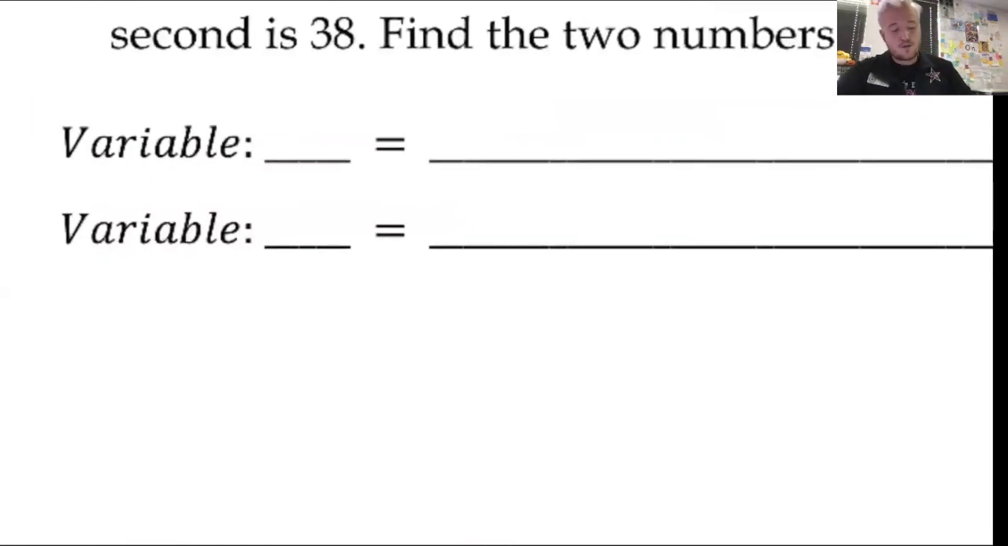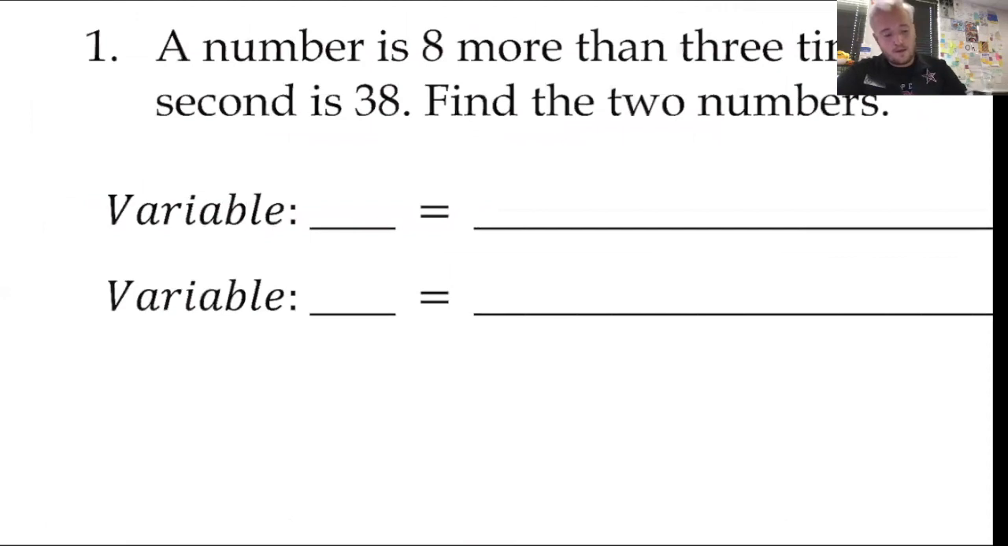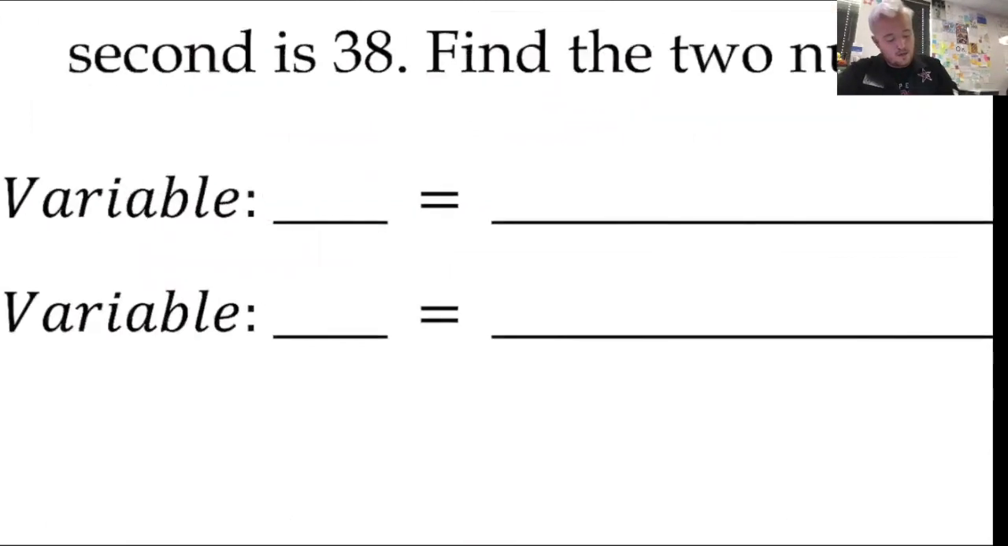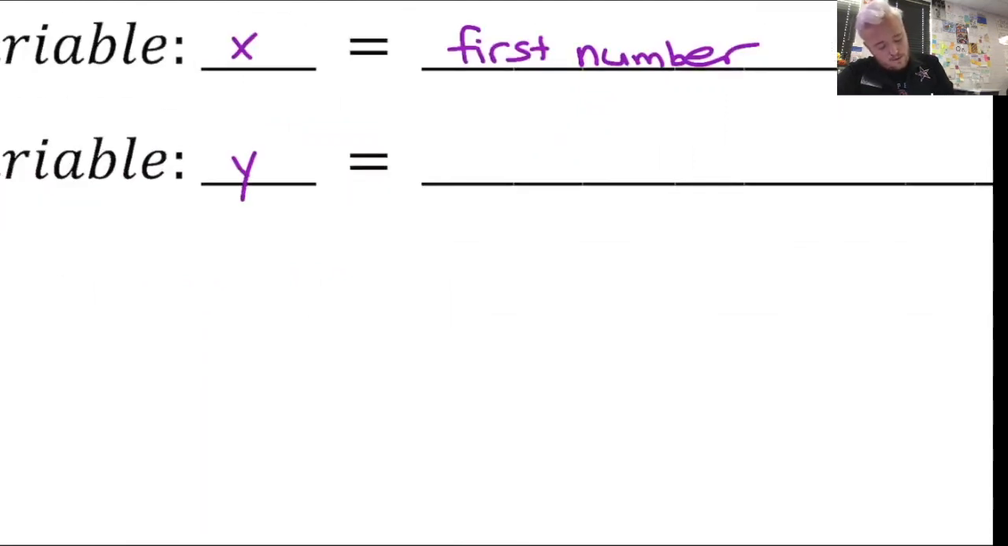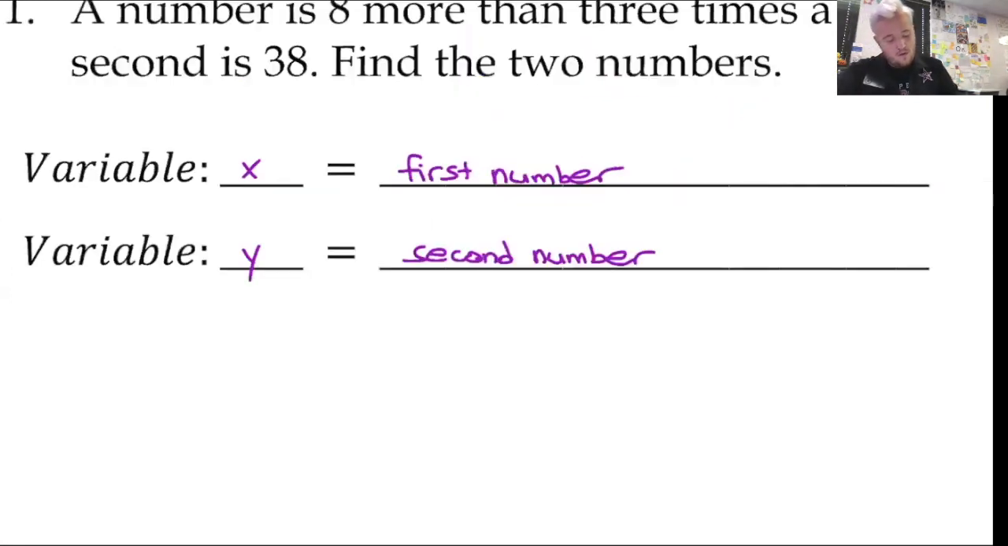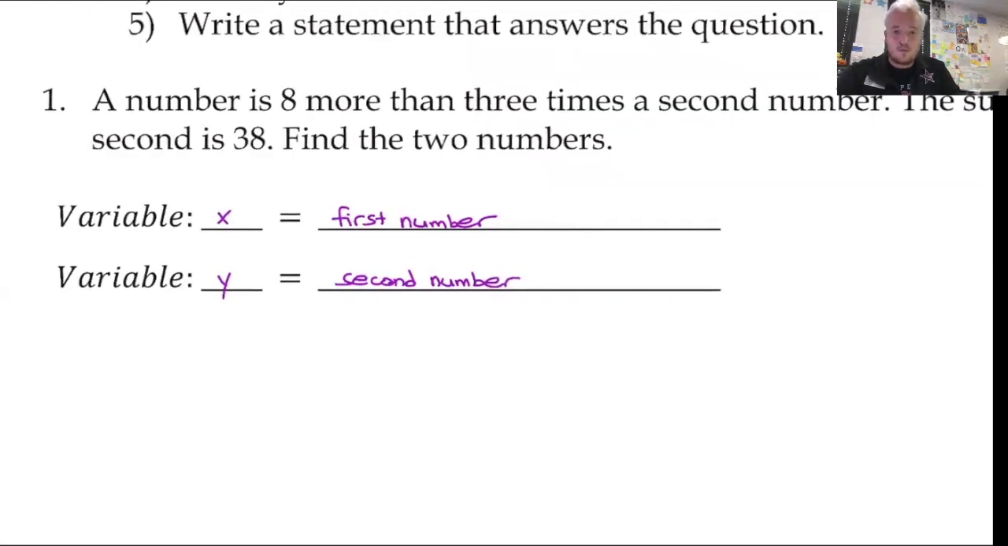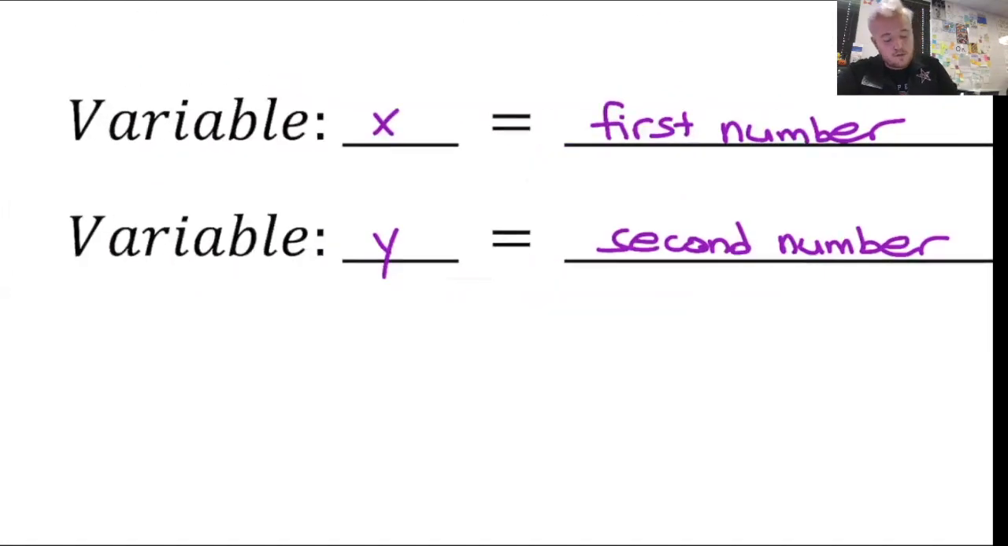So the first step here is you actually want to define the variables. What I mean by that is, for example, you could say x equals the first number and y equals the second number. So you can actually use different letters for variables. Like if you want to, you could use F for your first number and S for your second number. But there are a few things that I would definitely look out for.